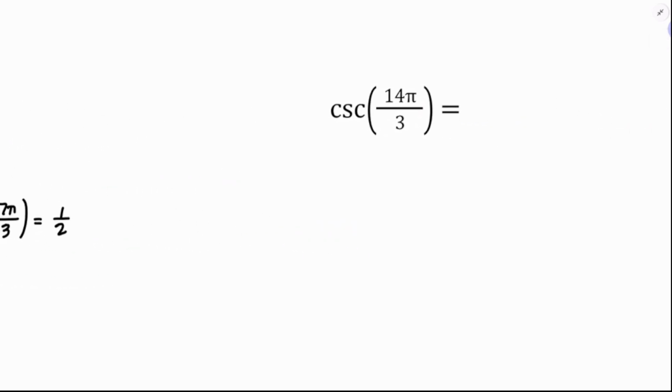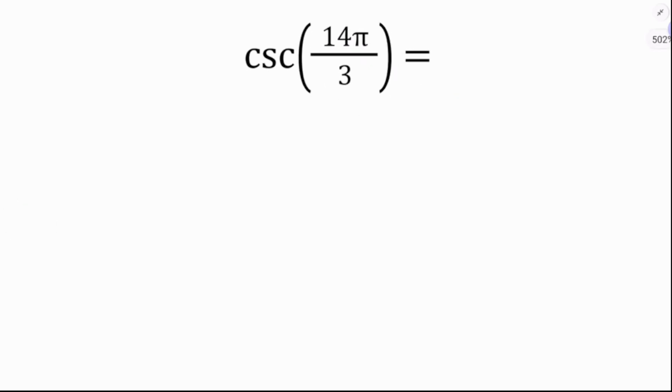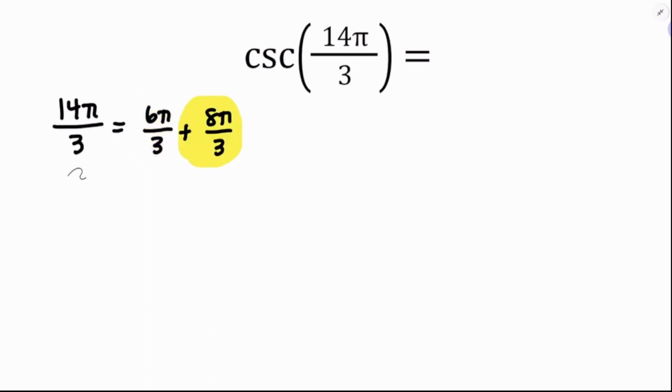Cosecant of 14 pi over 3. All right, so that's way bigger than 2 pi. So that's 6 pi over 3 plus 8 pi over 3. So the first coterminal angle I've come into contact with is 8 pi over 3. Okay, but that's still bigger than 2 pi, so that's equal to 6 pi over 3 plus 2 pi over 3. So that's going to be a coterminal angle as well, 2 pi over 3.